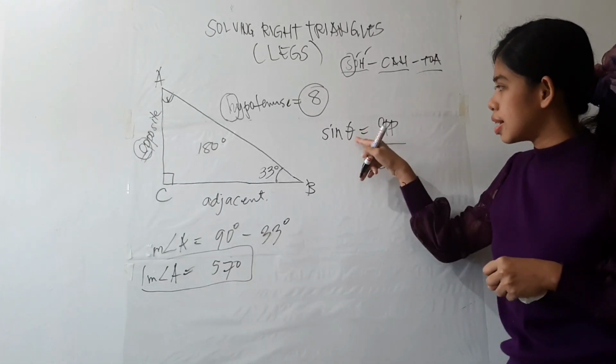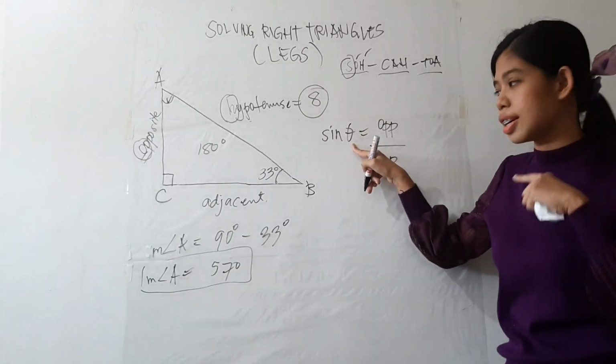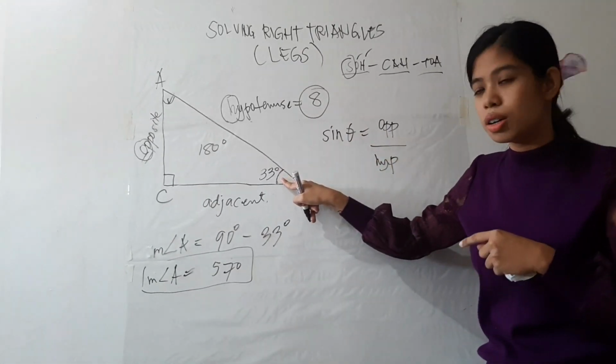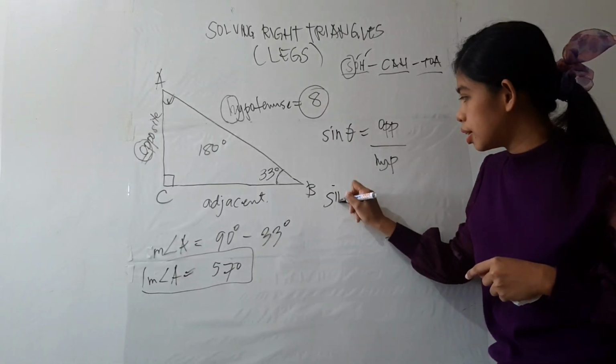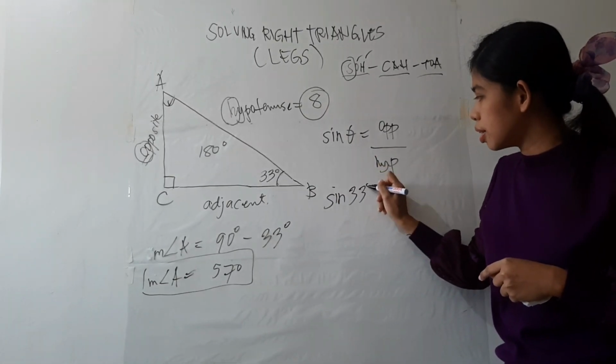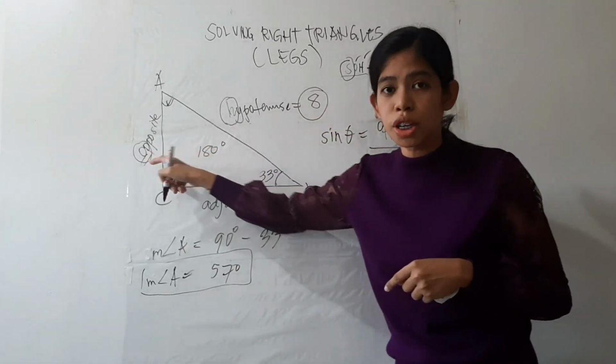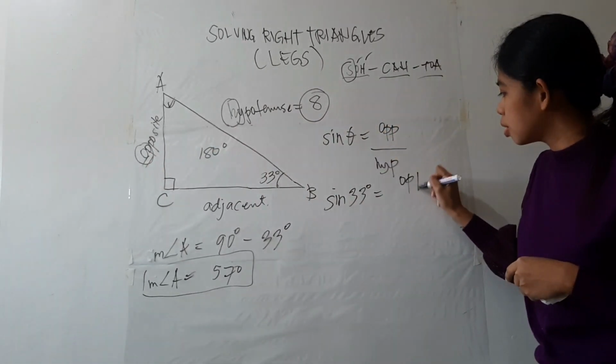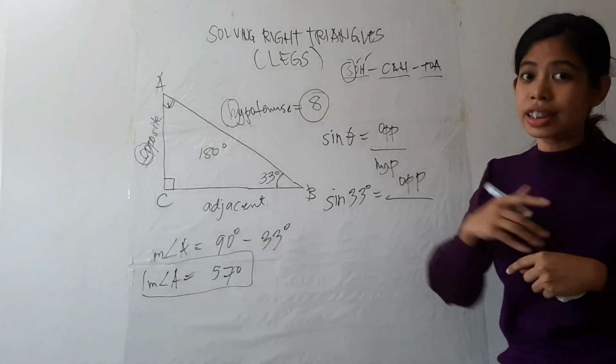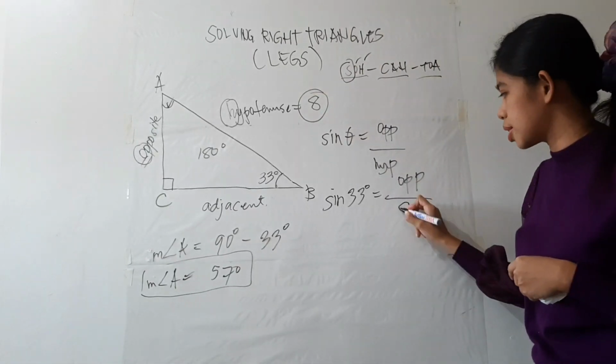Okay? Now, the angle theta here is the angle given at first, which is 33 degrees. So that's sine 33 degrees equals the measure of the opposite, which is what we are looking for, opposite, over the hypotenuse side, which is already given, 8 units.